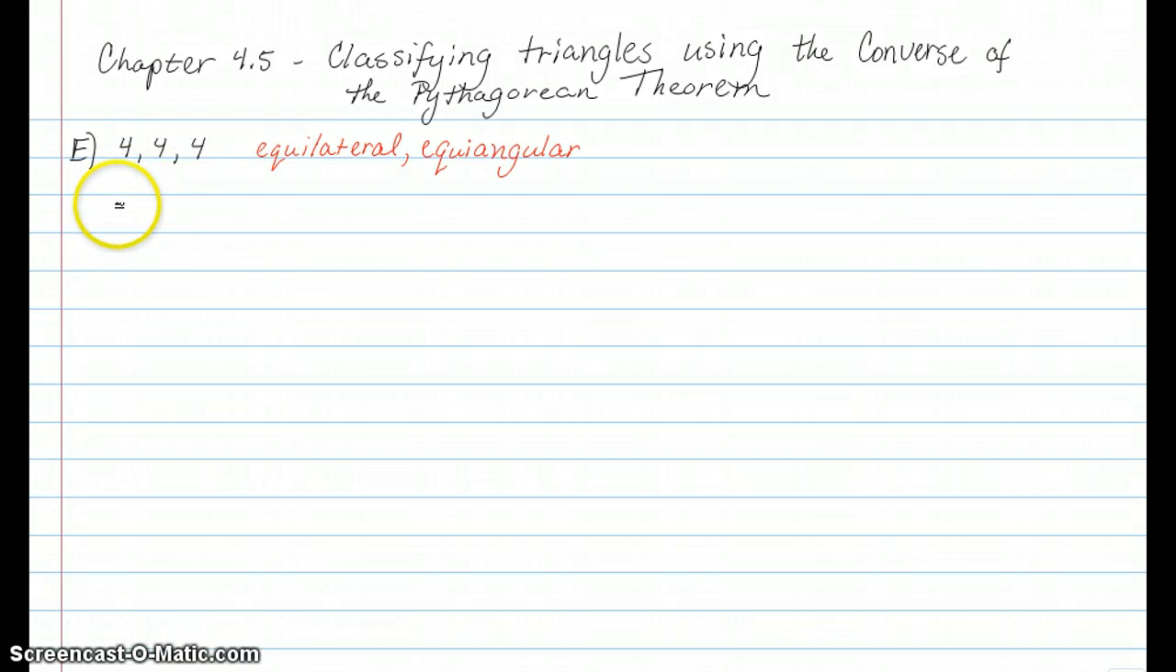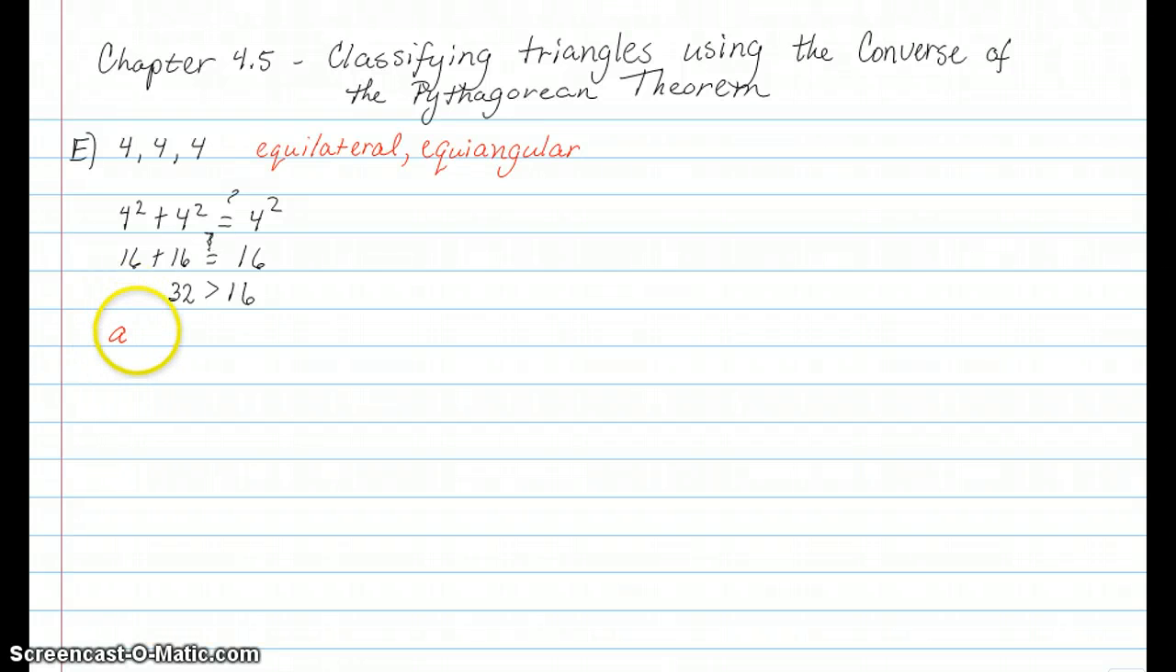So you're going to have the 2 shorter sides. There are no shorter sides. They're equal. 4 squared plus 4 squared is what compared to 4 squared. And we've got 16 plus 16 is what compared to 16. And 32, 16 plus 16, is in fact greater than 16. And if you remember from the first page, anytime you have the 2 shorter sides squared being greater than the longest side squared, it is going to be an acute triangle. And again, make sure you put the word triangle on there. Okay, letter F.